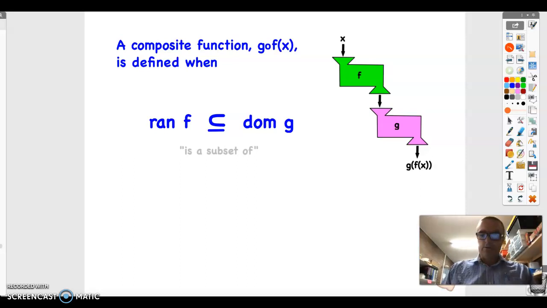Okay, so you'll recall in the first video for this lesson, we finished by saying that for the composite function g of f of x, it's really important that the range of f is a subset of the domain of g. In other words, what is coming out of the first machine is not going to break the second machine.